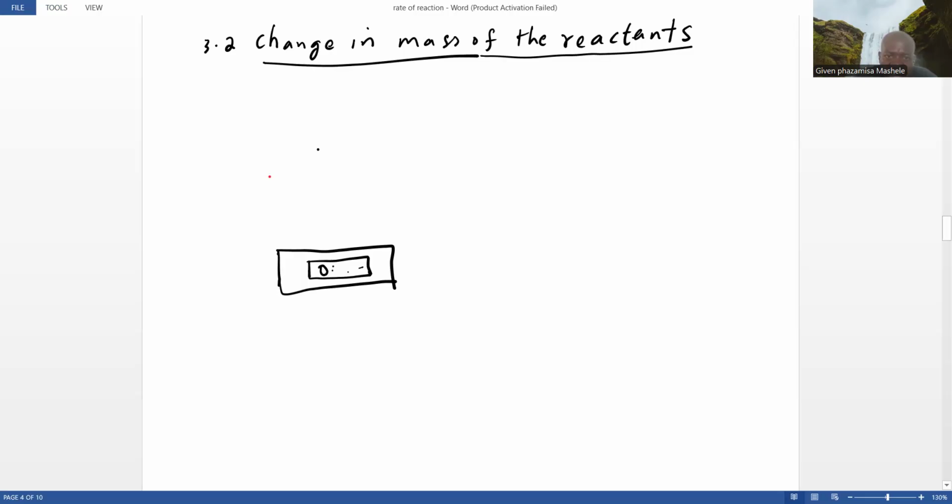Okay, I'm not good at drawing. Okay, fine. Right, here is our conical flask. Inside this conical flask, let's say we put a substance like magnesium, because it is a solid. Let's say this is our magnesium inside here.